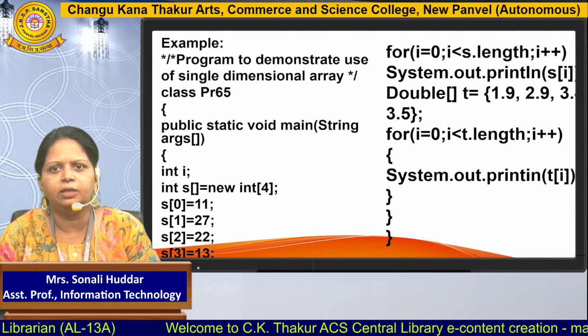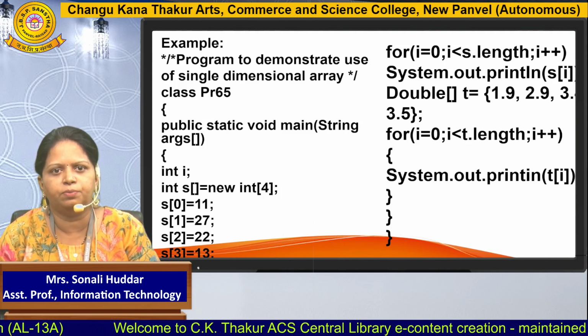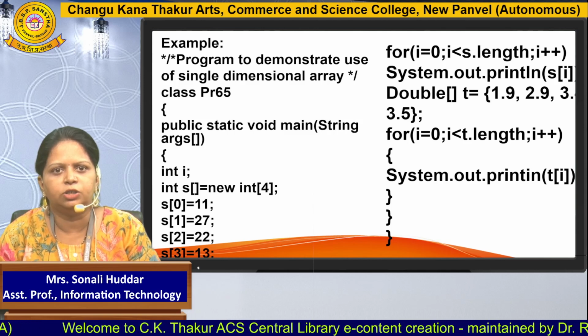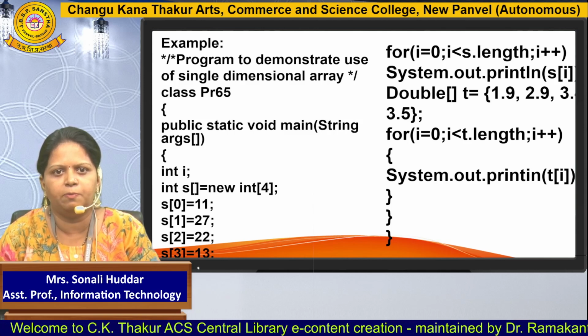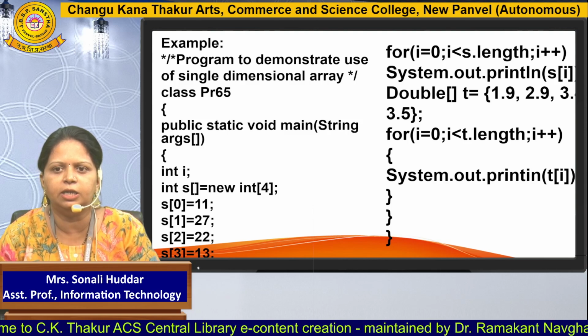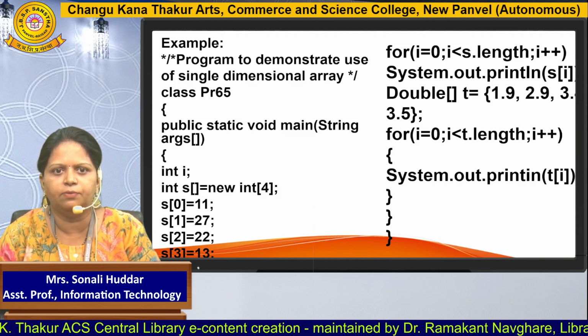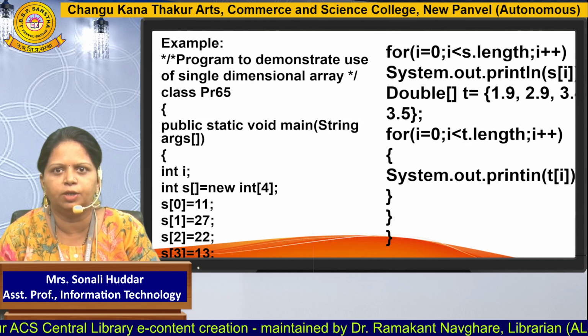Now I am assigning the values for those 4 elements. So s of 0, which is my first element, is 11, s of 1 is 27, s of 2 is 22 and s of 3 is 13.